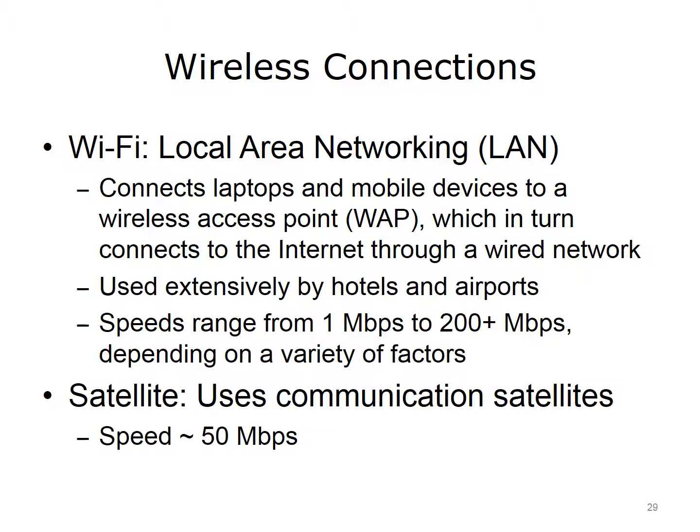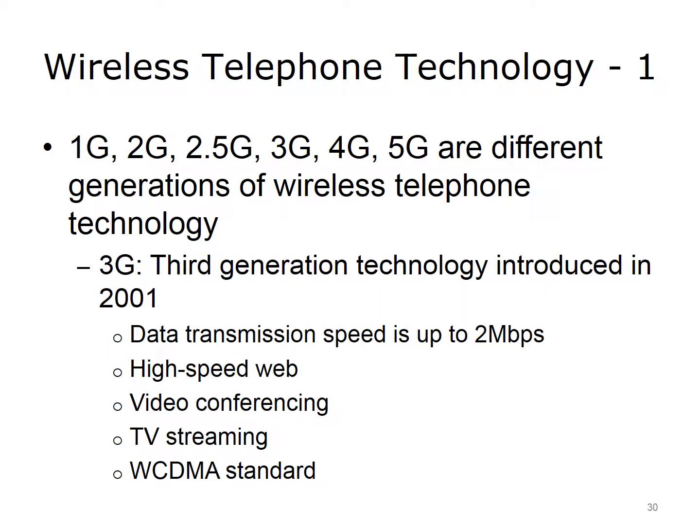The farther away that a user is from a WAP, the lower the network speed or bandwidth will be. If the connection to a WAP is at 1 megabit per second, the user is probably too far away and needs to move closer. Another way of connecting to the Internet is using wireless telephone technology.